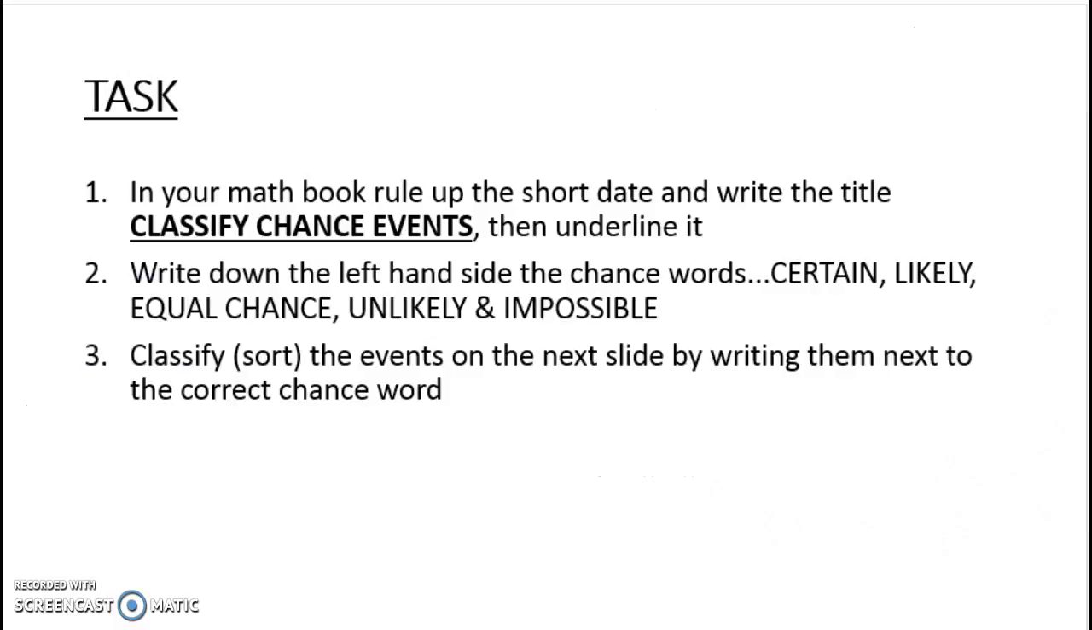You have a task now. I'm going to read out each numbered bullet. After each numbered bullet, press pause and do what it asks you to do. Number 1, in your math book, rule up the short date and write the title, Classify Chance Events. Then underline it. Press pause and do that now. Number 2, write down the left-hand side the chance words certain, likely, equal chance, unlikely, and impossible. Press pause and do that now.